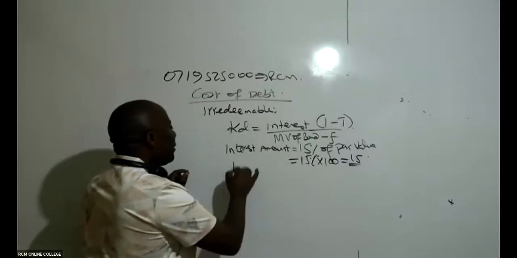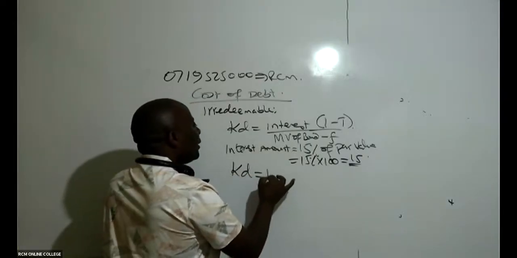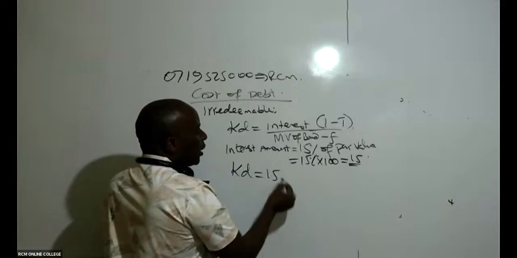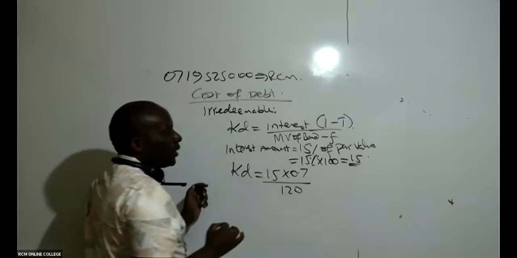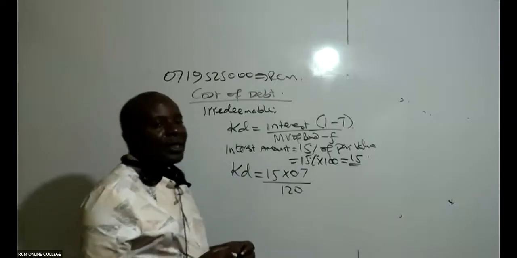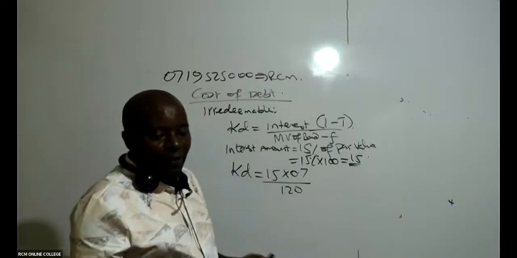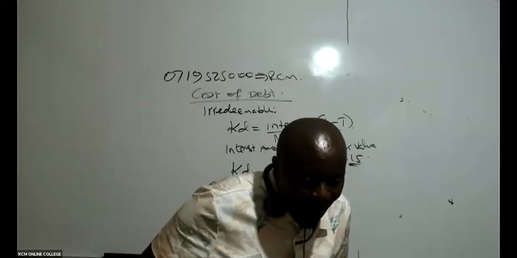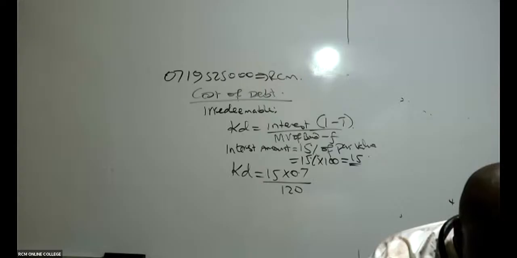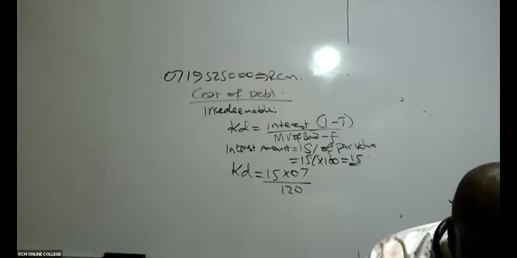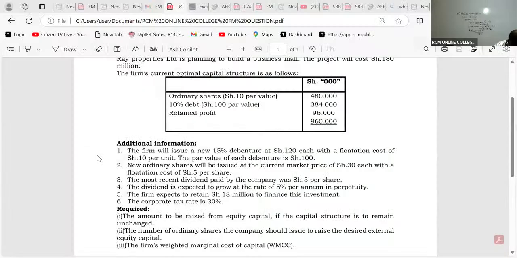Then my Kd, my good students here, will be the interest, 15 shillings, times 0.7, all over 120. I'm sure most of them have not yet seen where I've gotten 0.7 from. Why not 10%? I like your questions. Thank you for that question.